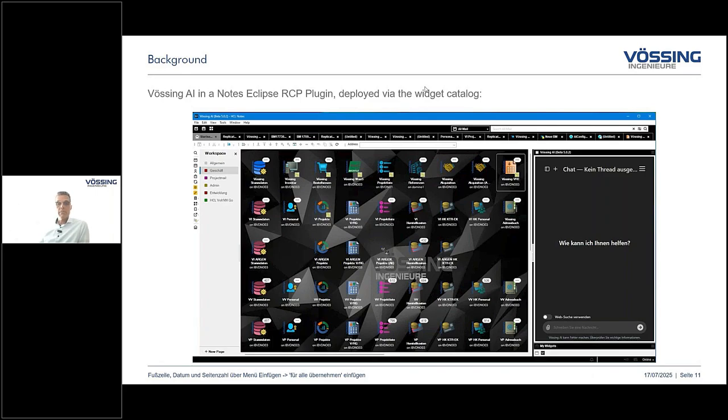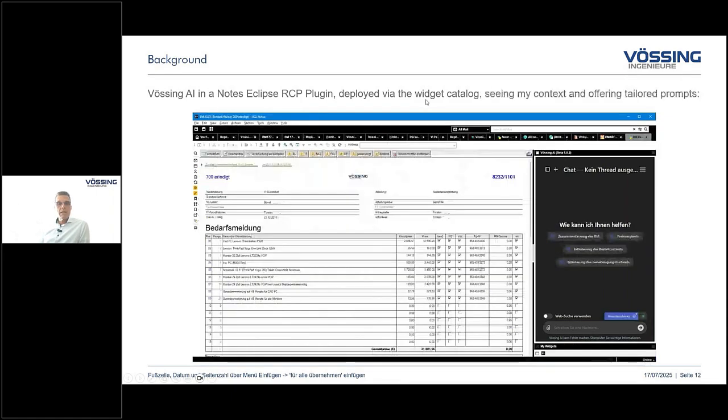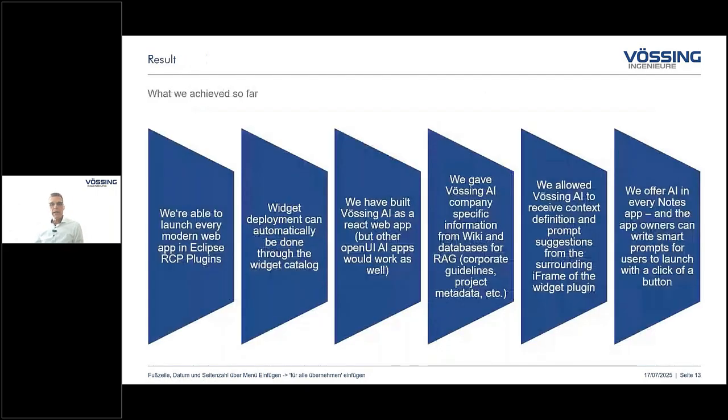So generic, right? But then you just open an app, like a purchase request app. And then you see this is now the context here. And these are the predefined prompts that add on what the app offers you as features, without the app being modified, just configuration. So this is what we have achieved.